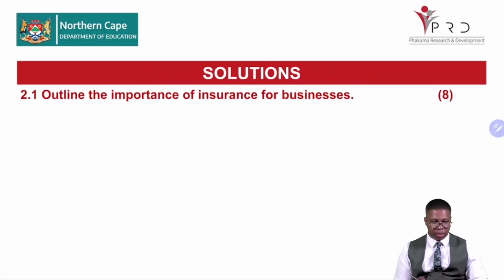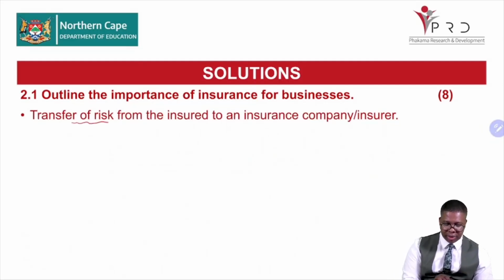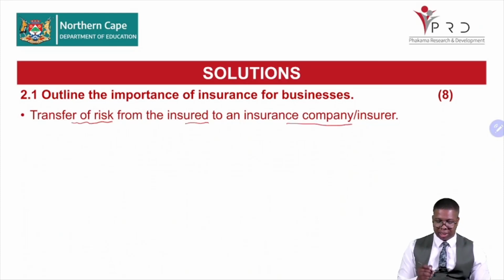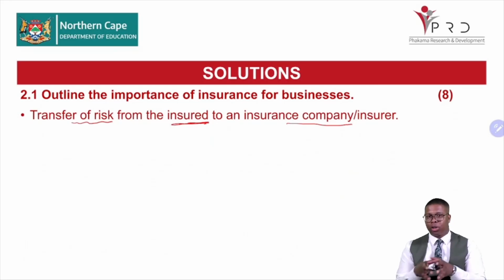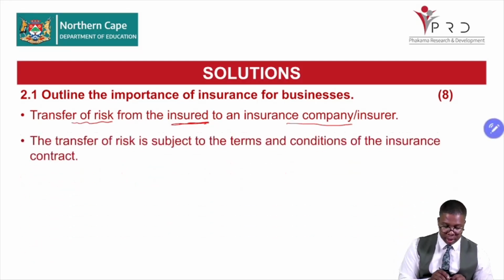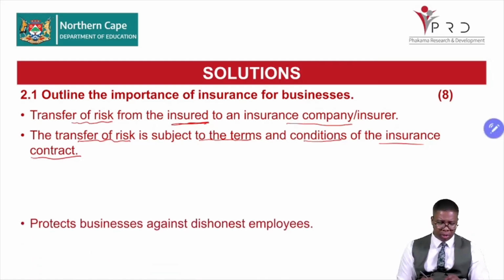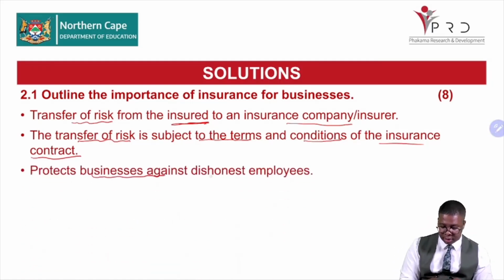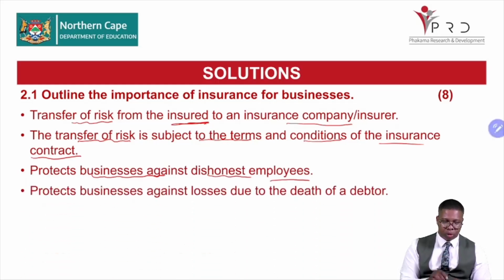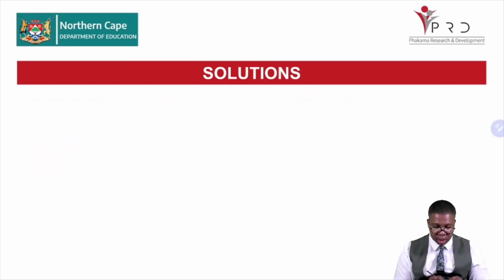Then when we look into outline the importance, the importance of insurance is that it transfers the risk from the insured to the insurance company. The insured is the business, so it means it transfers the risk or the cost of having that asset from the owner to the insurance company. Then the transfer of risk is subject to the terms and conditions of the insurance contract, which will be in line with the principles of insurance. And then it protects the business against dishonest employees, and it also protects the business against losses due to the death of a debtor.